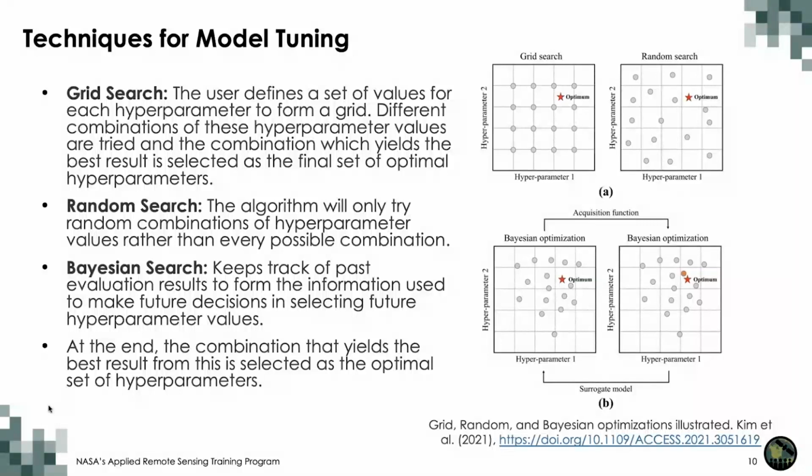The last method that we're going to discuss here is the Bayesian search, which keeps track of the past evaluation results to inform the new experiments that you're going to be selecting or creating. So in this case, we're using past information from, let's say, a previous experiment to then improve upon the actual score of the next experiment that we have.